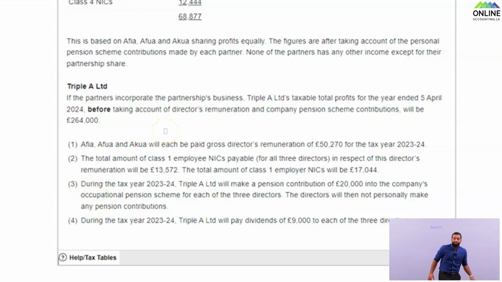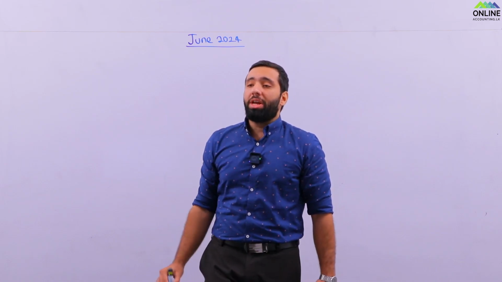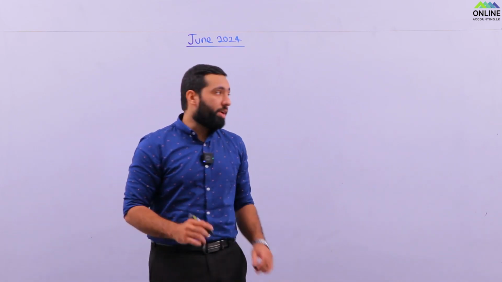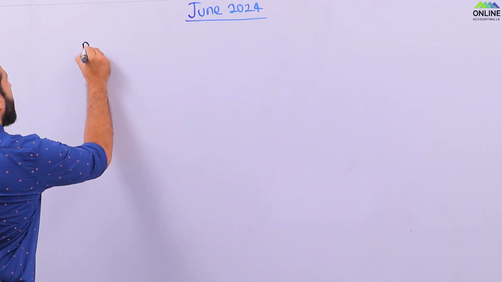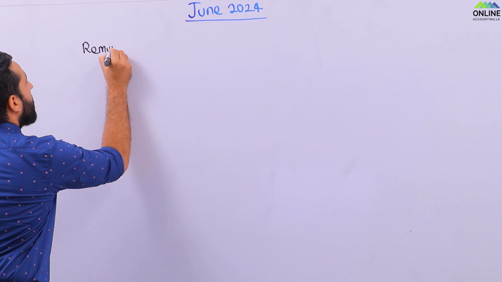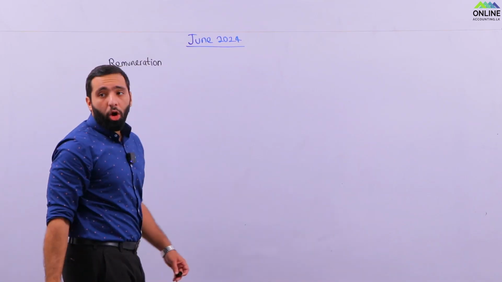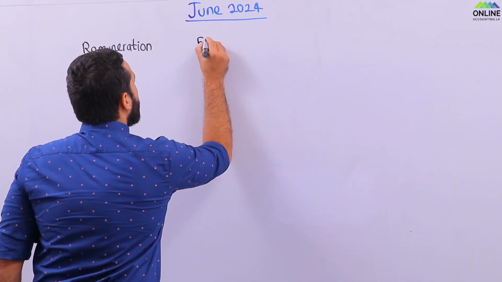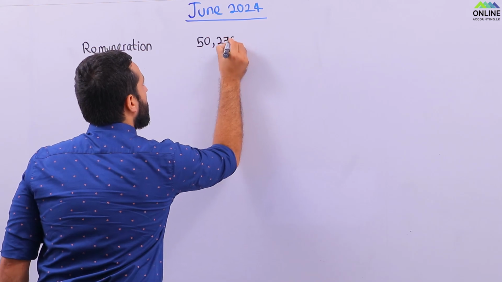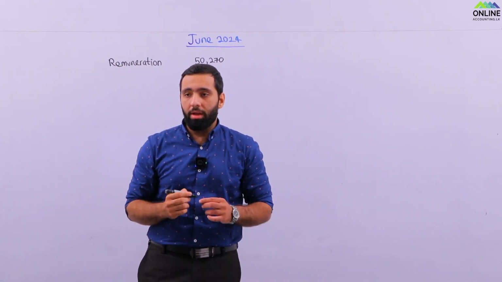It is clearly given in the question that each will be paid gross director's remuneration of 50,270. So this is very easy, and we are moving on. The remuneration, how much is it? Yes, 50,270. 50,270 is the remuneration.